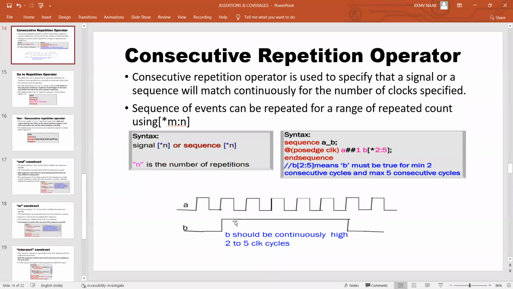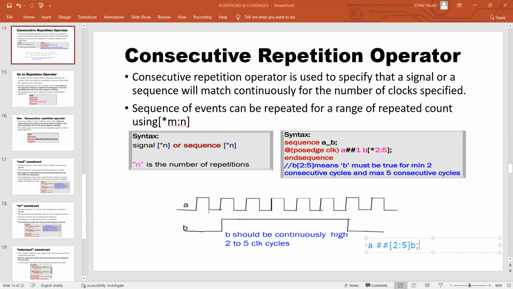Here, let's take this example. Forget about this. I'll just write a condition here. So your A is high, with normal delay. I'm not using anything. Your B should be high. So this is your expression.